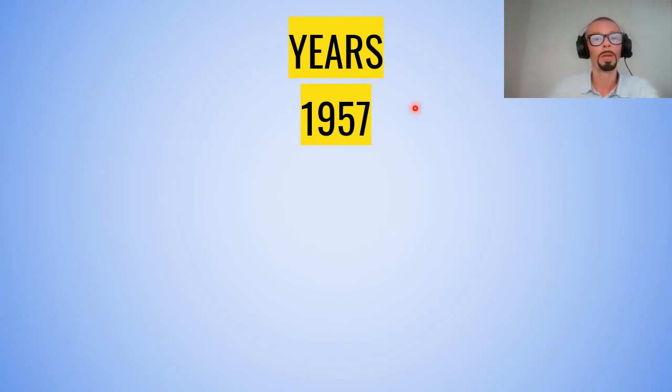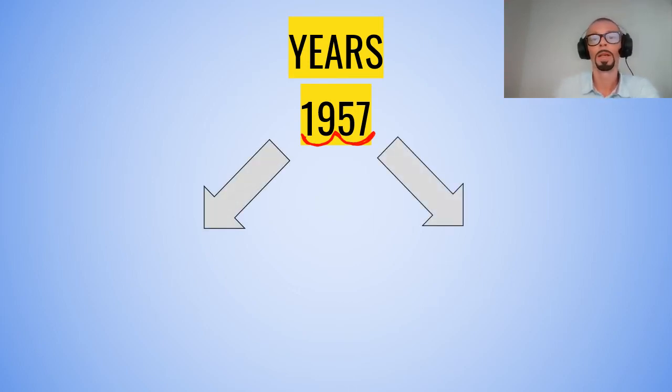Well, many students would say 1957. And it's partly correct, but when we speak about dates, we never say it like this. And we always imagine breaking the date in two parts. Let's see. We break it in two parts, just like this.